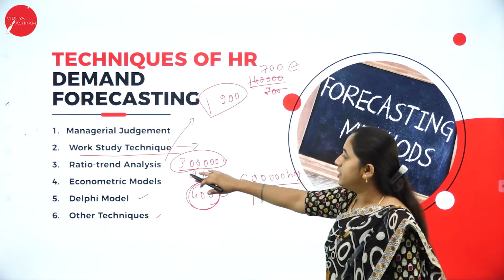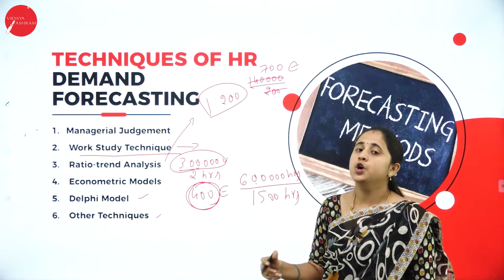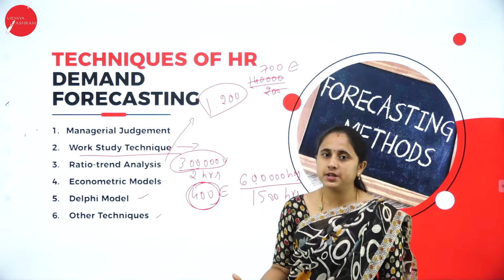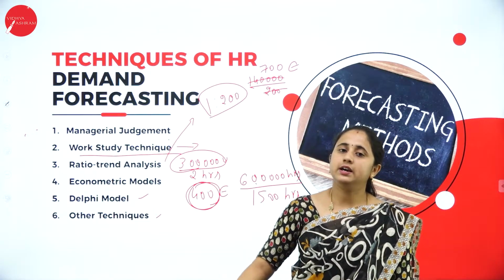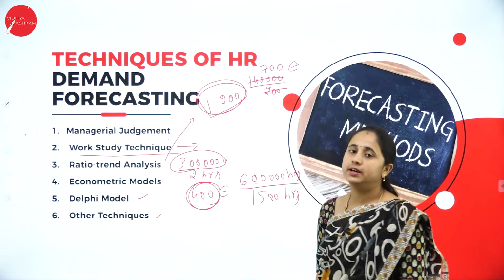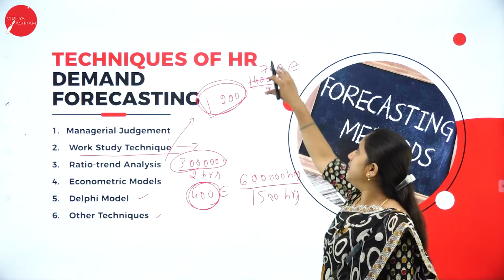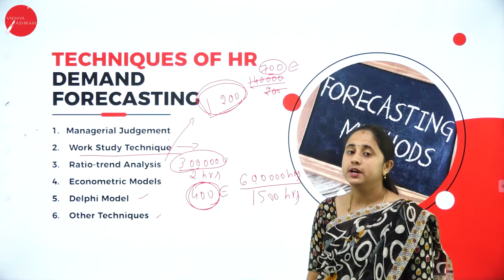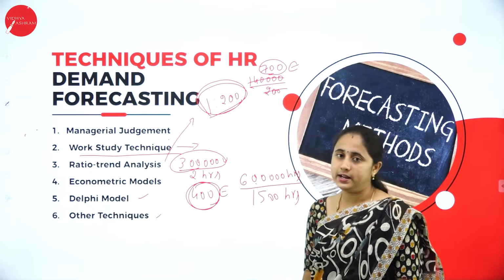Through this calculation, ratio trend analysis helps the organization to forecast the human resource requirement based on the productivity ratio or productivity level. Here the individual productivity level is 1:200. Based on that ratio, we can forecast the human resource requirement for the future. So that is ratio trend analysis.